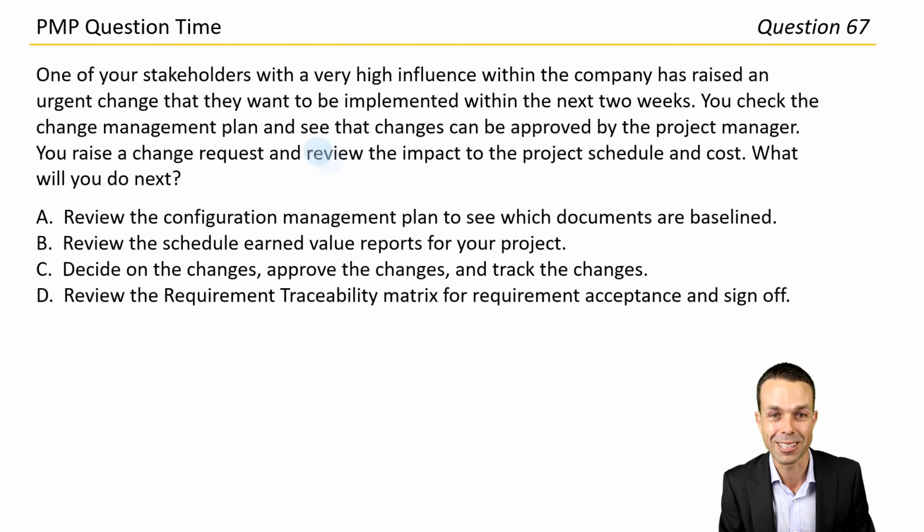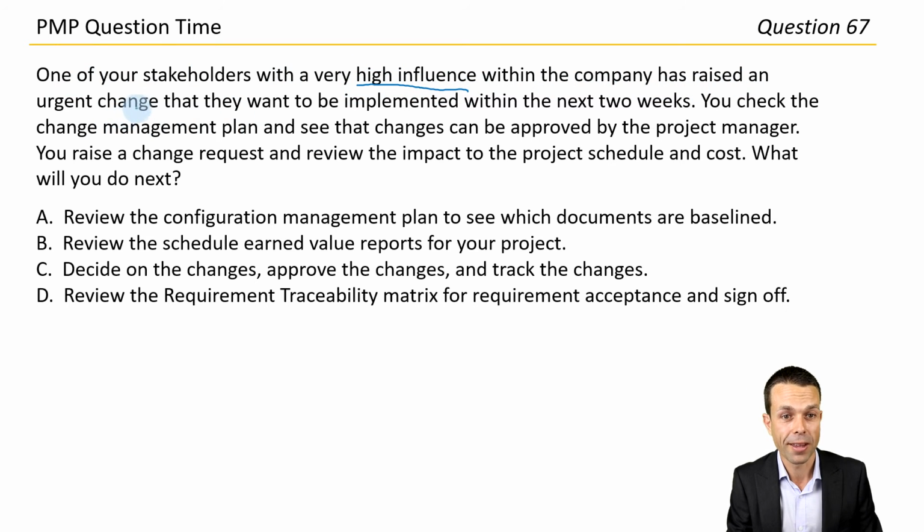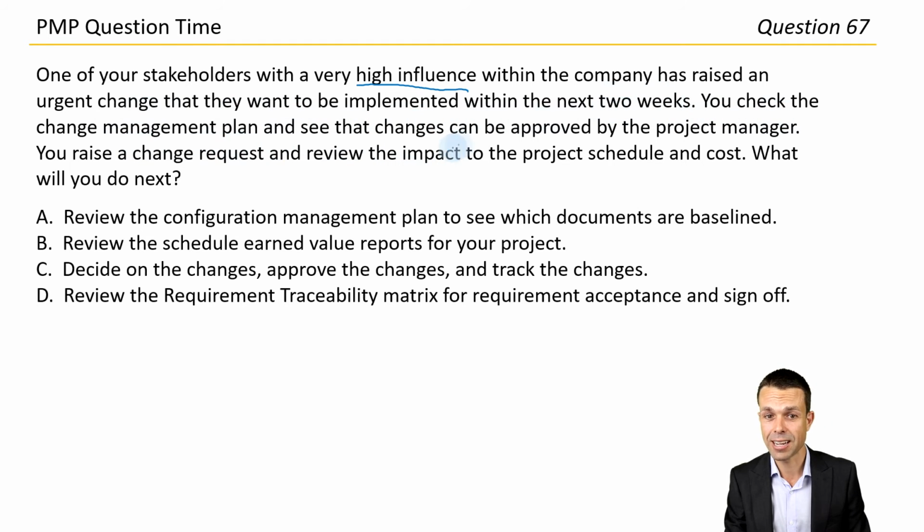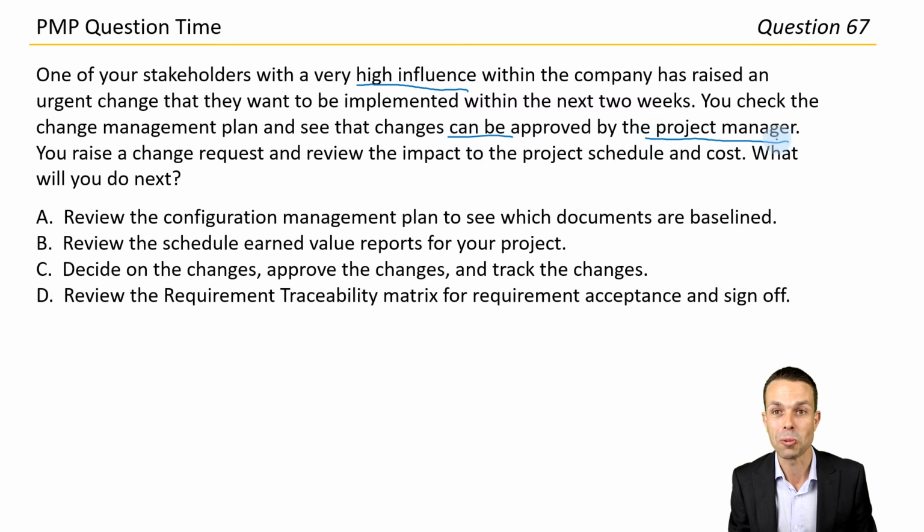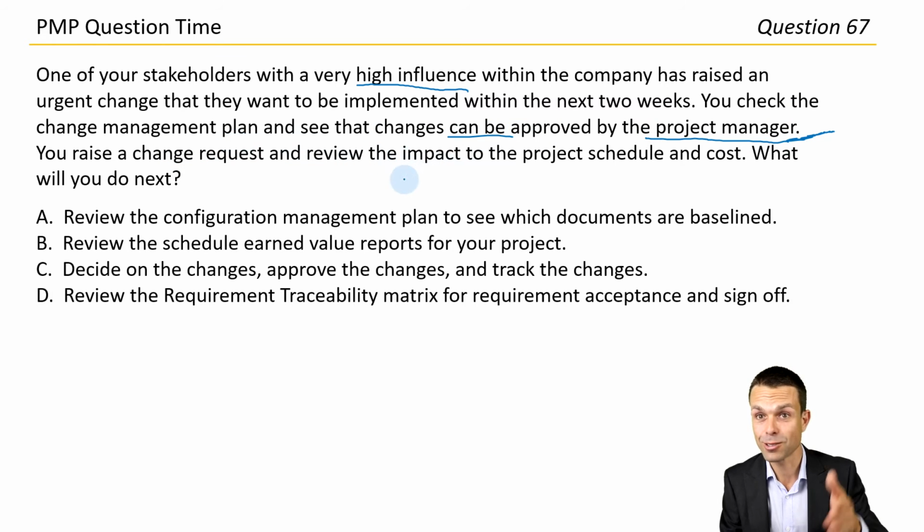All right, let's see what the next one we have. One of your stakeholders with a very high influence within the company has raised an urgent change and they want it to be implemented within the next 2 weeks. Okay, you check the change management plan and see that changes can be approved by the project manager. Oh, that's fantastic. That's really good news. Could make things go pretty quickly. You raise a change request and then review the impact. Excellent. So this is the process for change requests, which is really good.